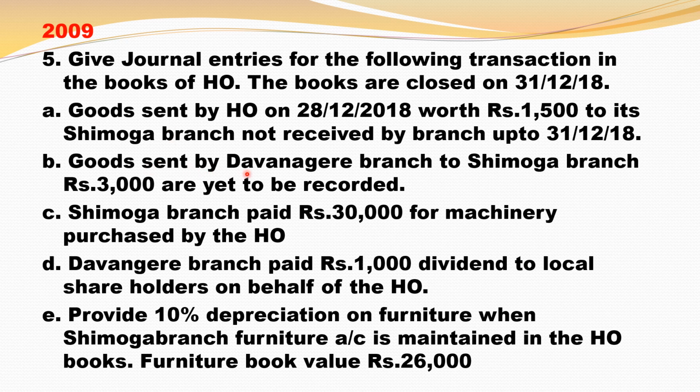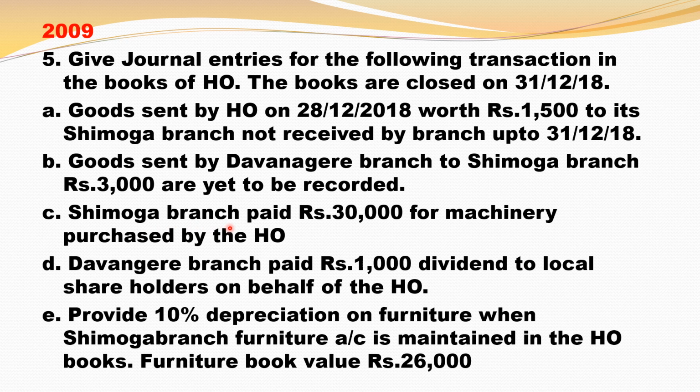Goods sent by Davangere branch to Shimoga branch 3,000 are yet to be recorded. So it's a transfer of goods from Davangere to Shimoga. Shimoga is a receiving branch, Davangere is a giving branch. So Shimoga branch account debit to Davangere branch.